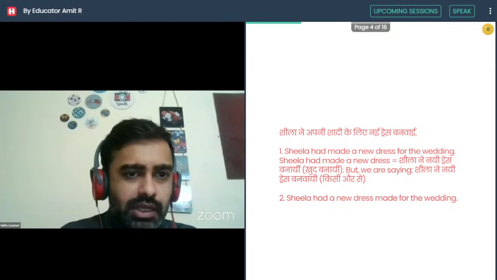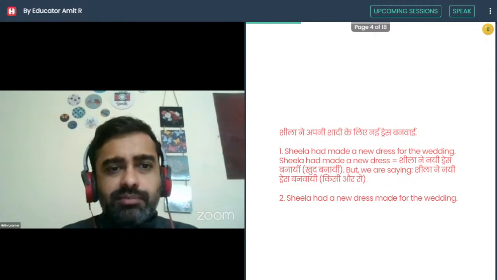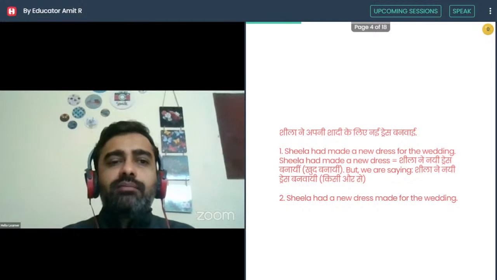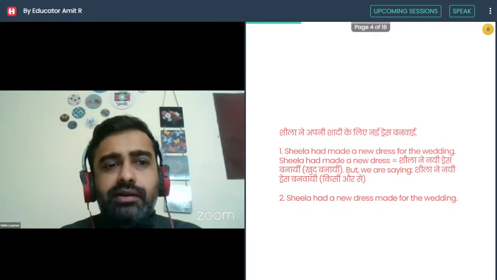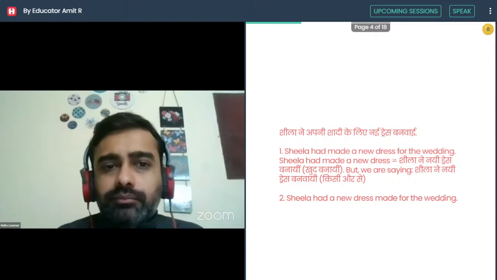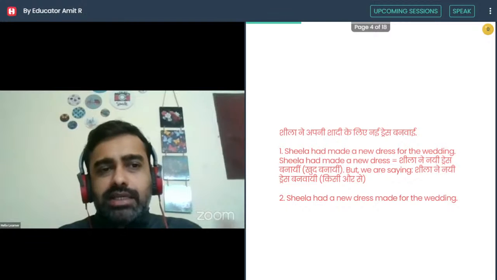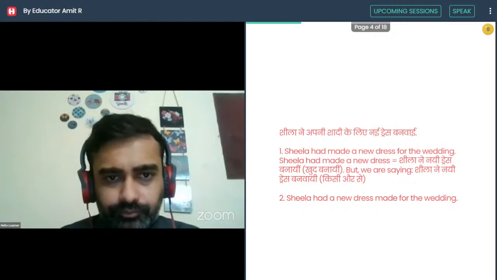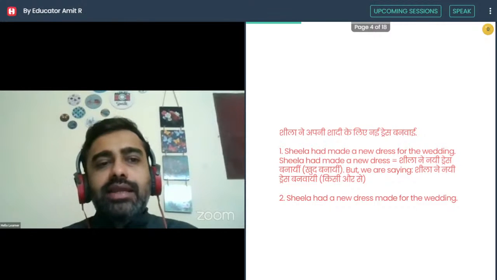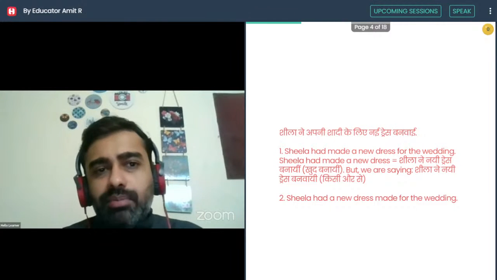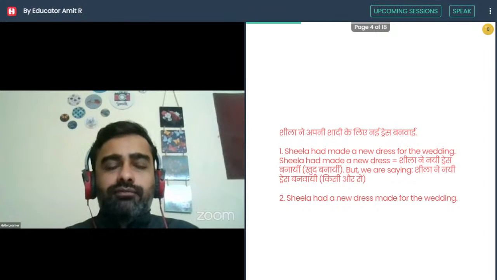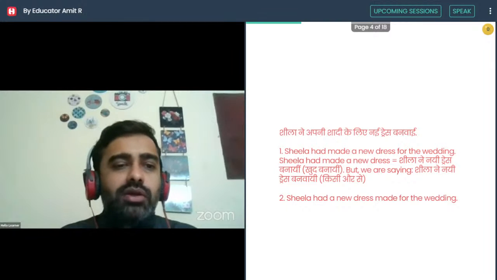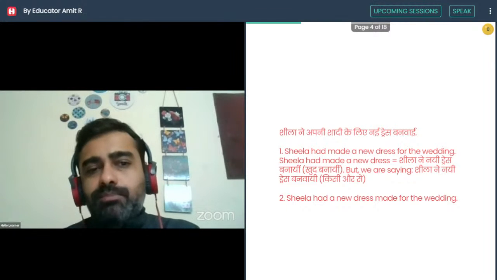Had a new dress made for. It's the same thing basically. So what it basically means here is Sheila had made a new dress for the wedding means what? She made it herself, right? Khud ne banai. When I say Sheila had made a new dress for the wedding, it means that she herself made it. But we are saying Sheila ne nayi dress banwai, in the first sentence given in Hindi. So the correct form will be Sheila had a new dress made for the wedding.